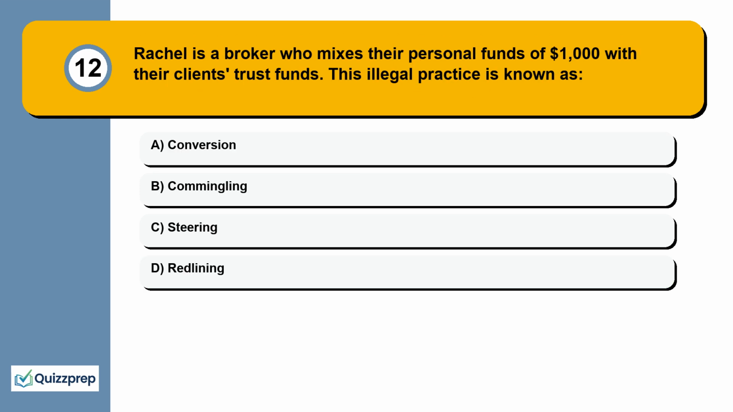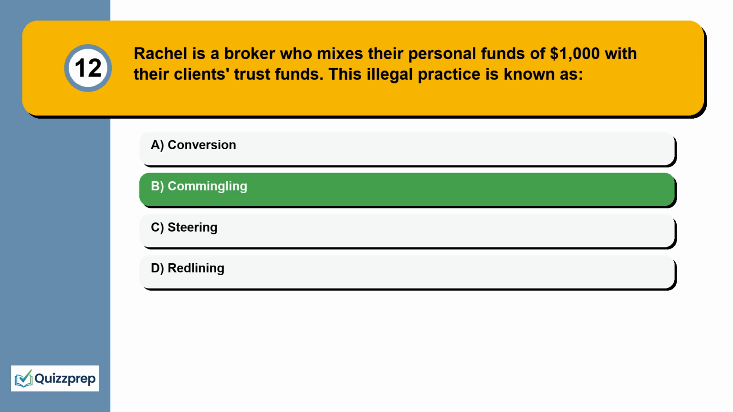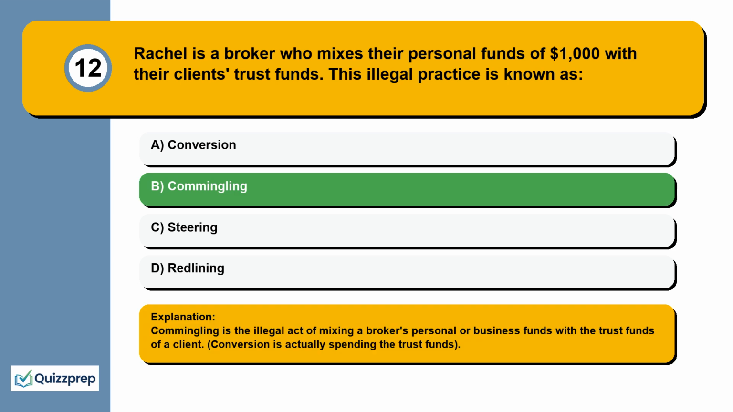Question 12. Rachel is a broker who mixes their personal funds of $1,000 with their clients' trust funds. This illegal practice is known as conversion, commingling, steering, redlining. Commingling is the illegal act of mixing a broker's personal or business funds with the trust funds of a client. Conversion is actually spending the trust funds.